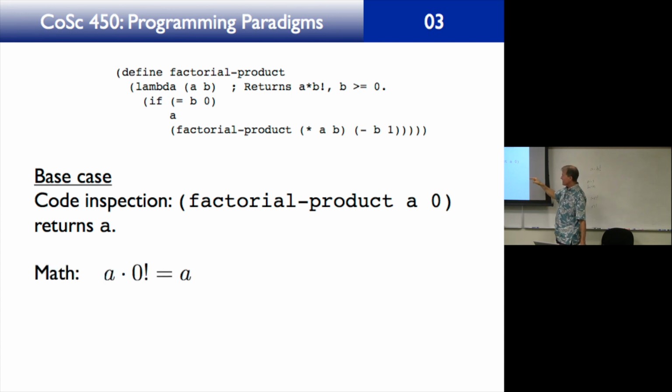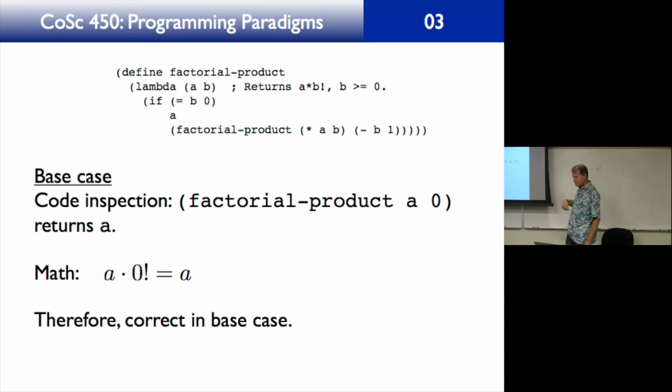So the math says a times 0 factorial. But what is a times 0 factorial by math? That's a. So a. Therefore, what? Boom. Yeah, therefore, boom. Correct in the base case.